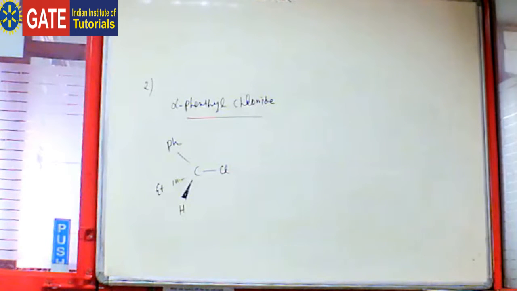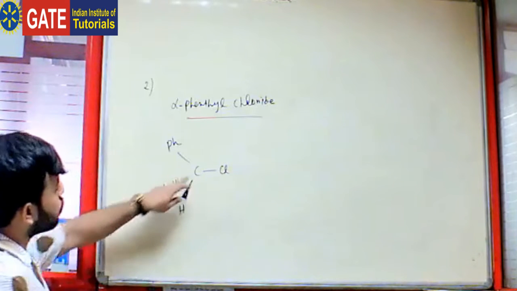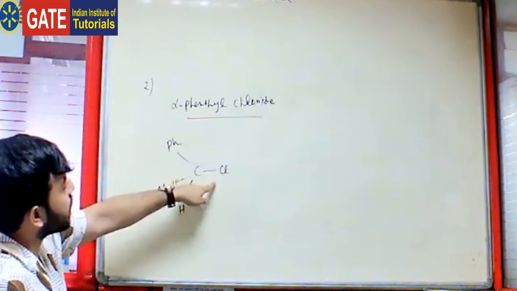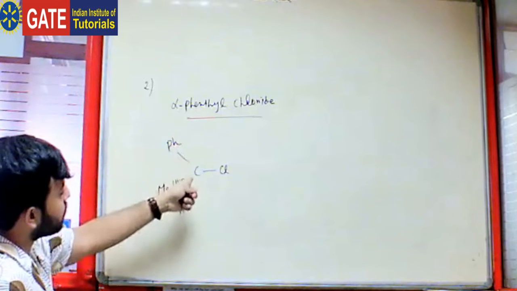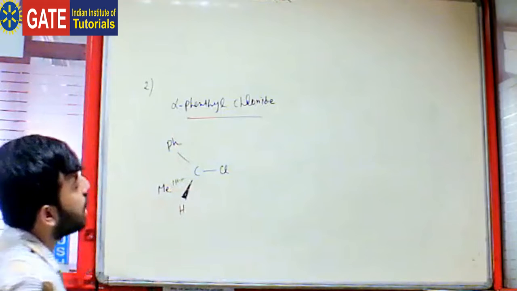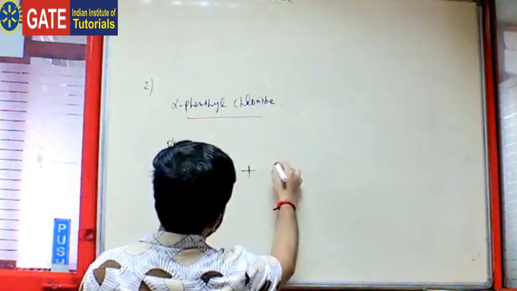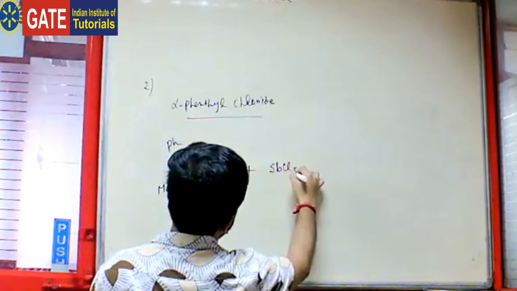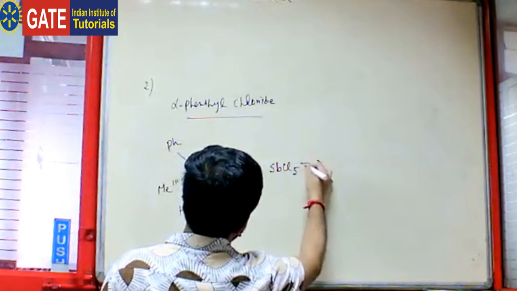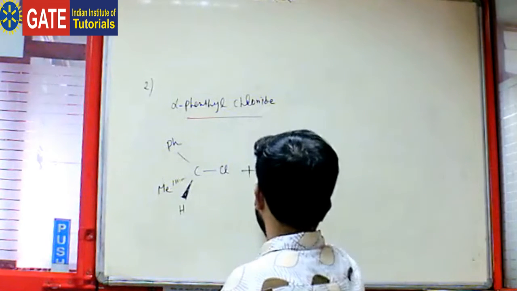Sorry, I have written phenethyl, no? It should be methyl. One, two carbon, alpha position, chloride, phenethyl, yes, phenethyl, okay, fine, no problem. This is the one, 2 carbon, alpha-phenethyl chloride. If you heat this with antimony pentachloride.